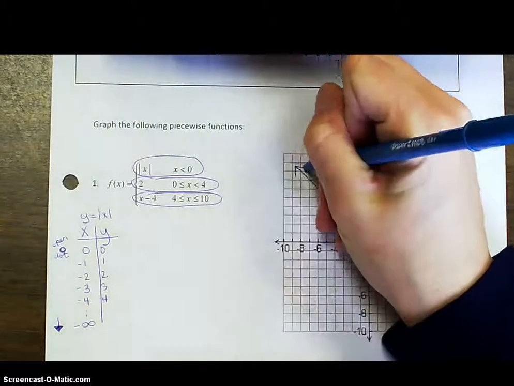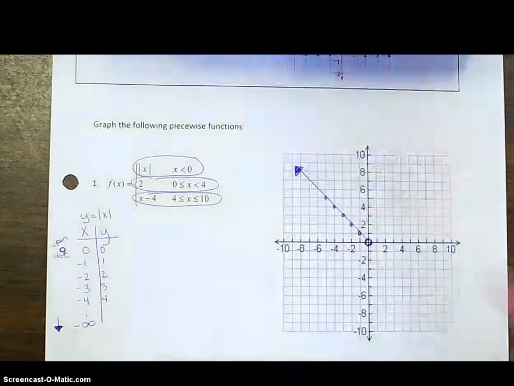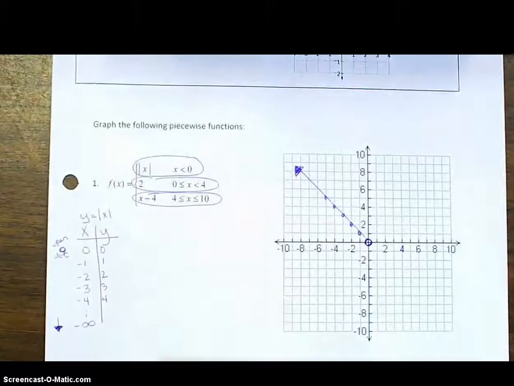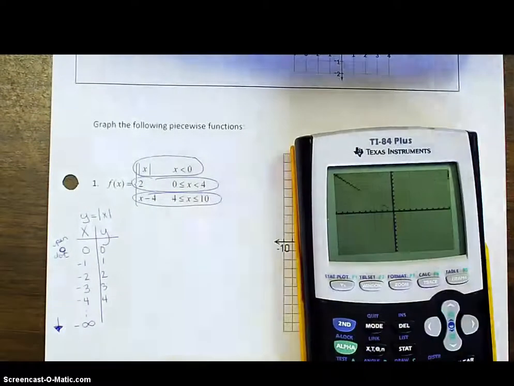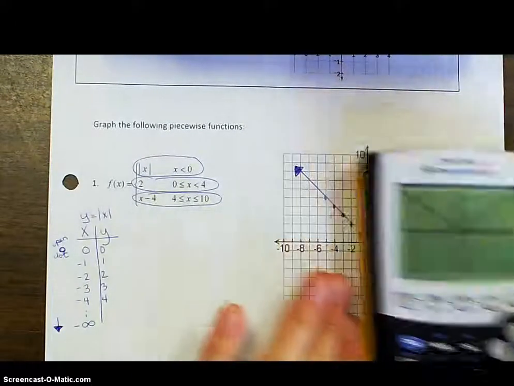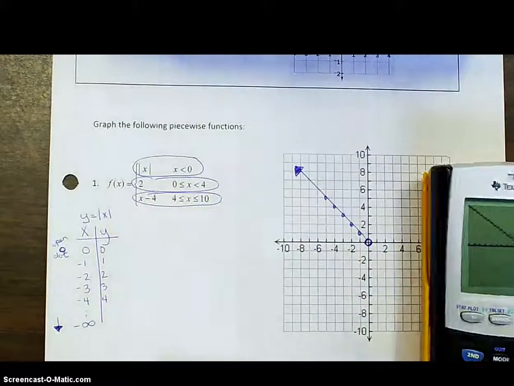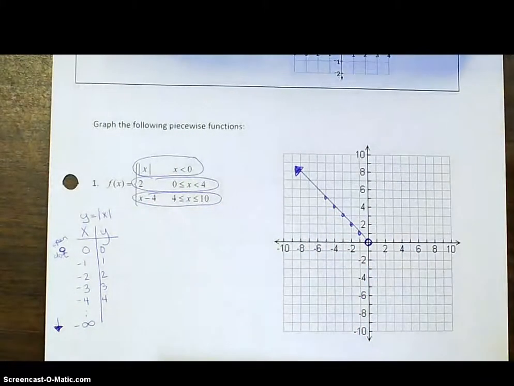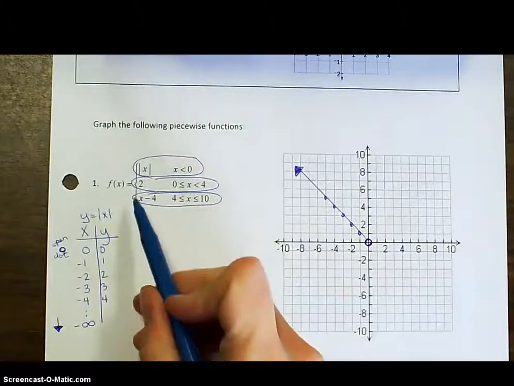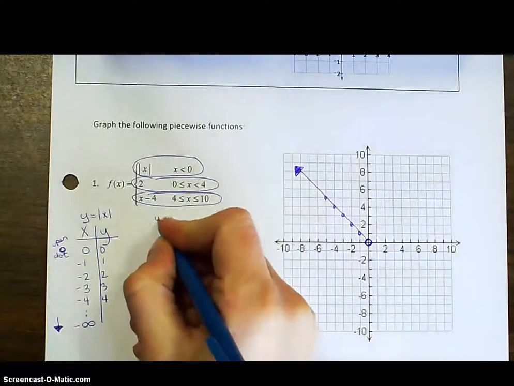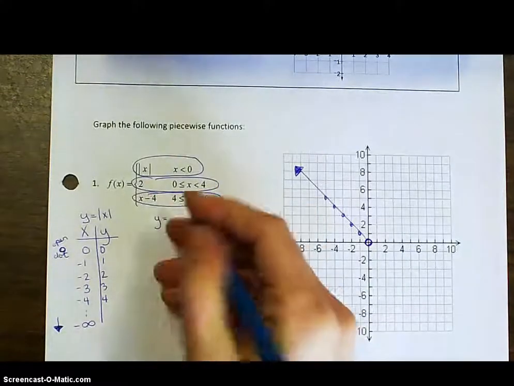And it ends with an arrow because it goes on all the way to negative infinity. Now if I hit the graph button, we can see, all right, we just graphed a piece of this function. All right, so now let's go ahead and try our middle piece. So our middle piece is going to be y is equal to 2.